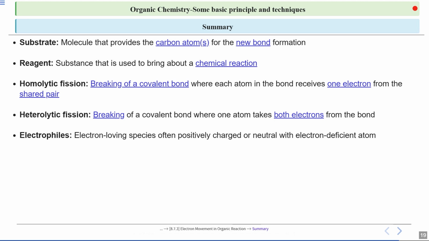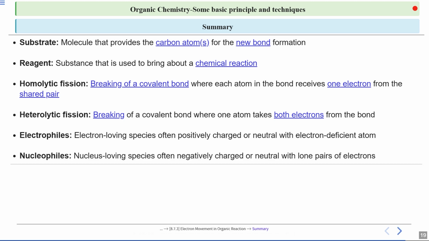Then after that we talked about electrophiles. These are electron loving species, often positively charged or neutral with an electron deficient atom. And the nucleophiles are those which have a negative charge, or if they are neutral, they will have an electron pair on the central atom.